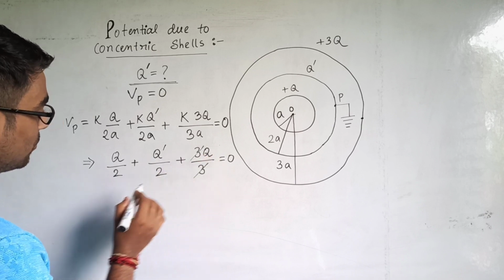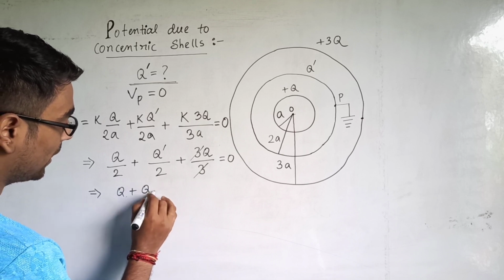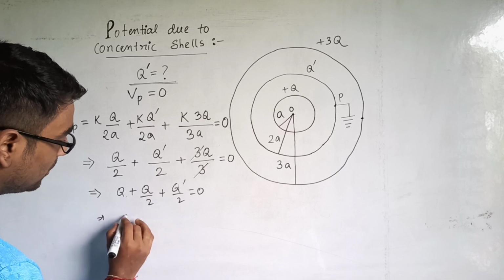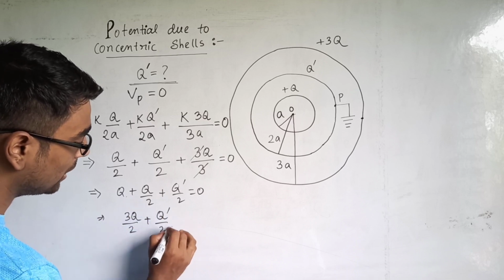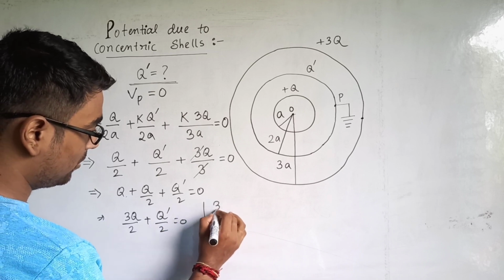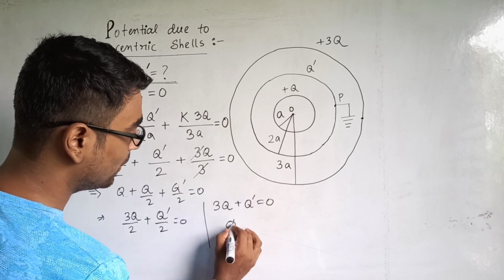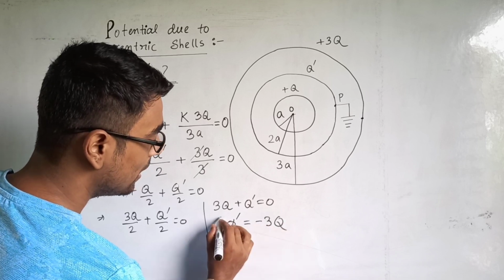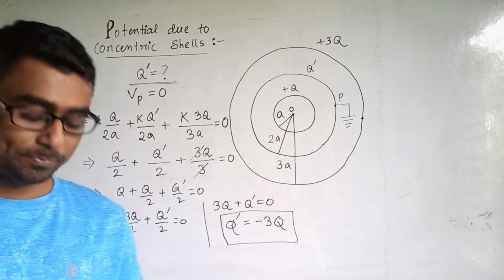Here 3 will cancel out. It will be Q plus Q by 2 plus Q dash by 2 is equal to 0, and it will be thrice Q by 2 plus Q dash by 2 equals 0, or it will be 3Q plus Q dash equals 0, or Q dash will be equal to minus 3Q. Hence the value of Q dash is minus 3Q.